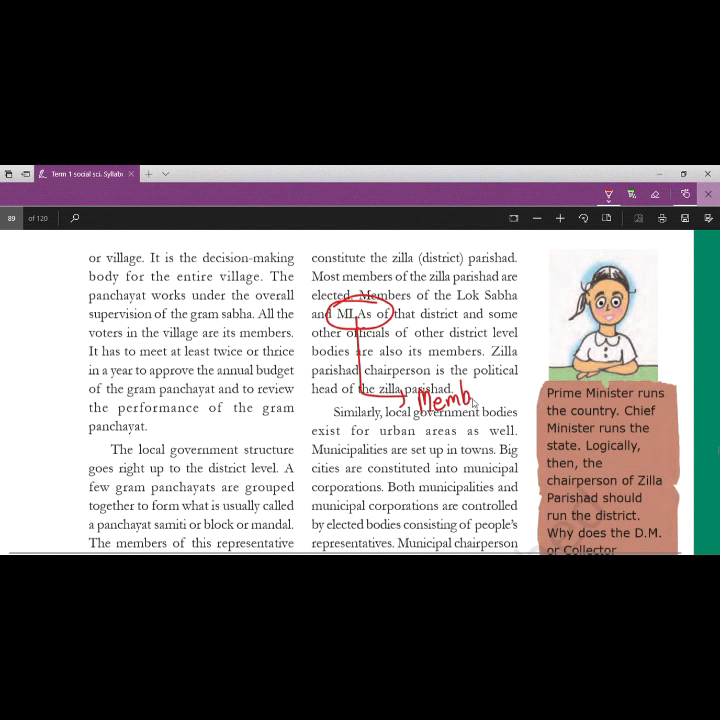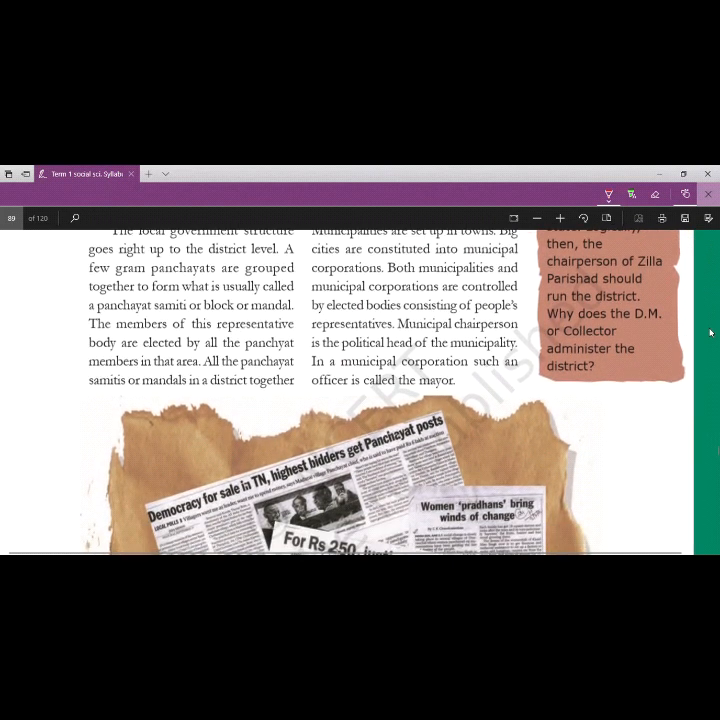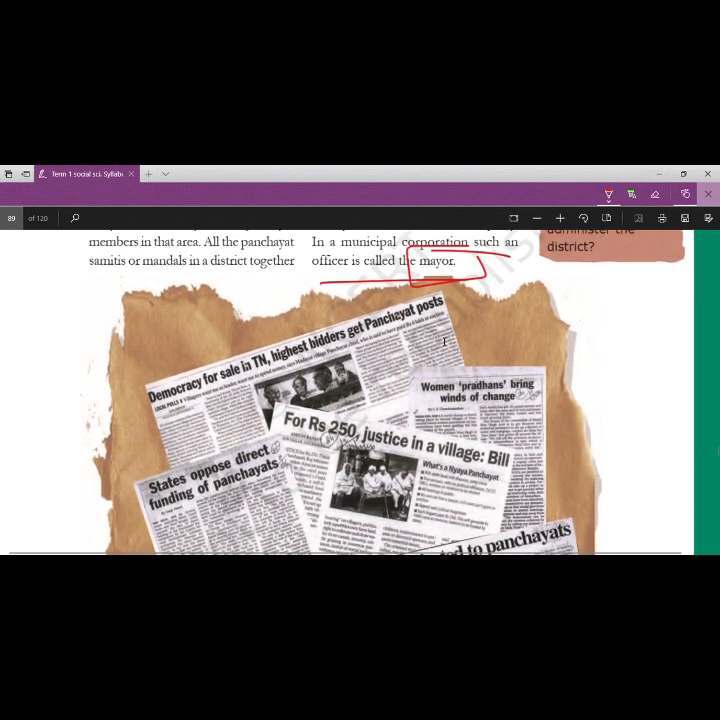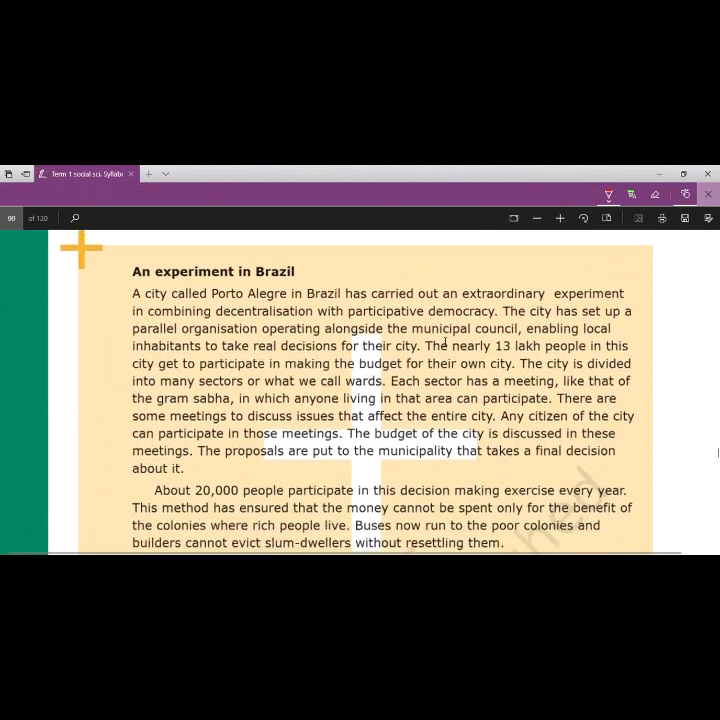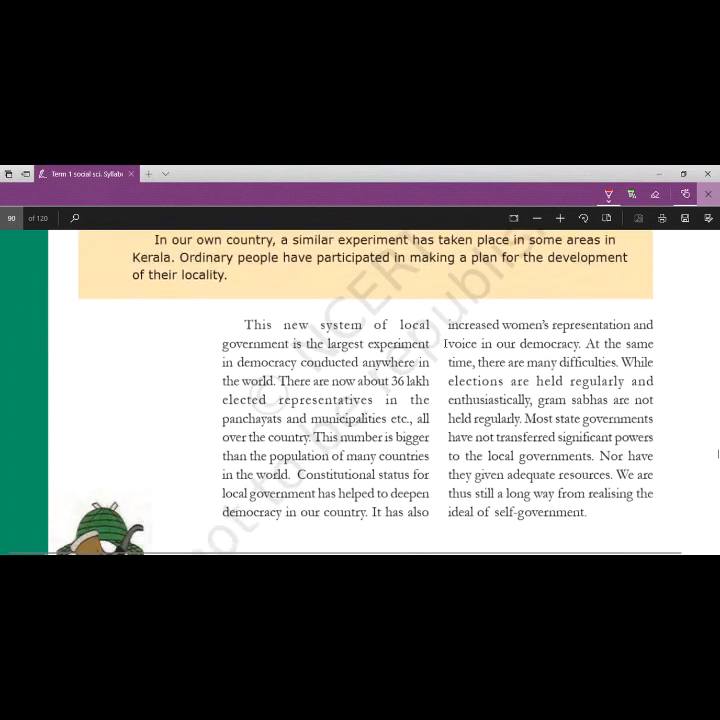Let me write: members of legislative assembly. Yes, members of legislative assembly. In a municipal corporation, such an officer is called mayor, sorry. Both municipalities and municipal corporations are controlled by elected bodies consisting of people's representatives. The lines which I am speaking, these are some kind of ideas from which you can get a question.